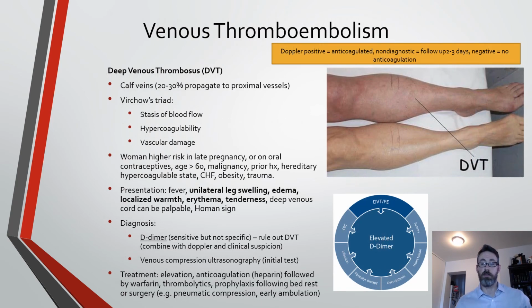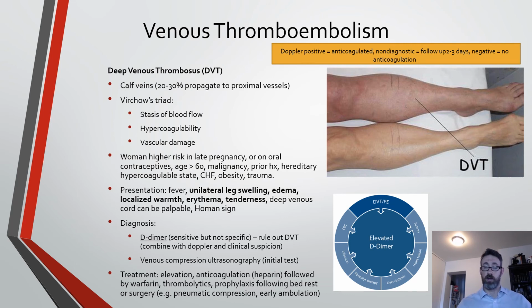Okay, so venous thromboembolism. Let's talk first about deep venous thrombosis, or DVT. It occurs most commonly in the calf veins and those deep veins. 20 to 30% can propagate to the proximal vessels. And this coagulation is based on Virchow's triad.